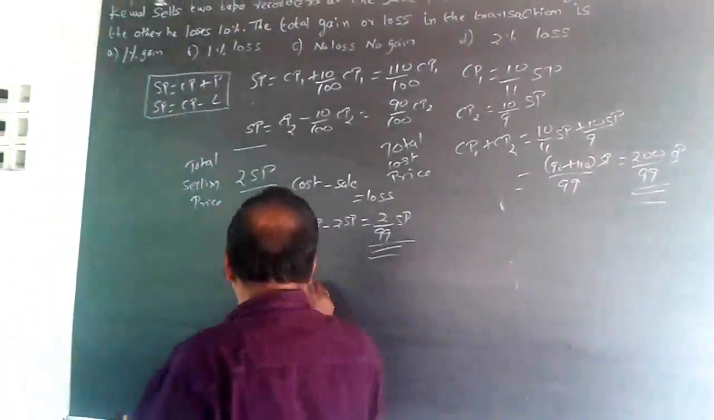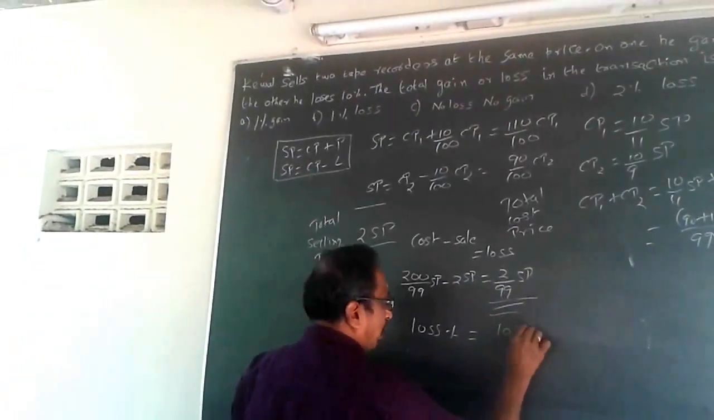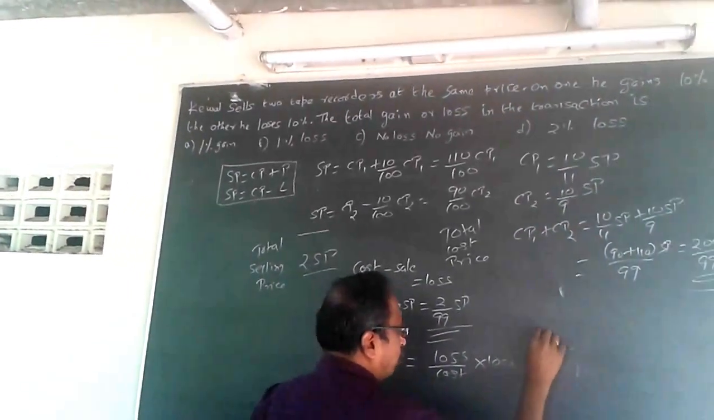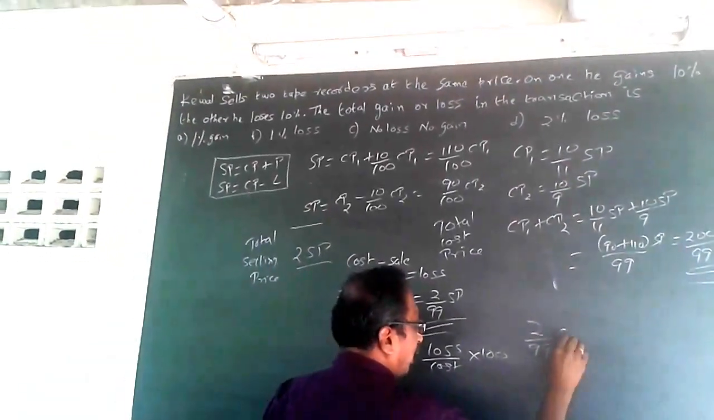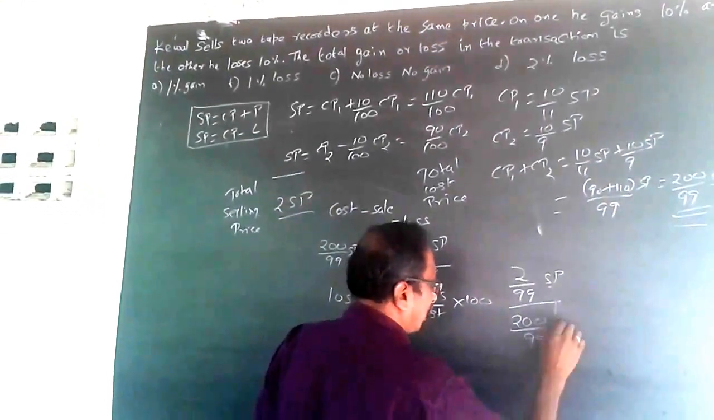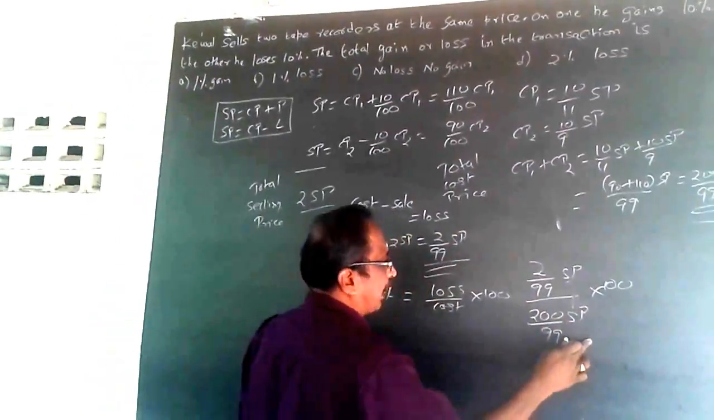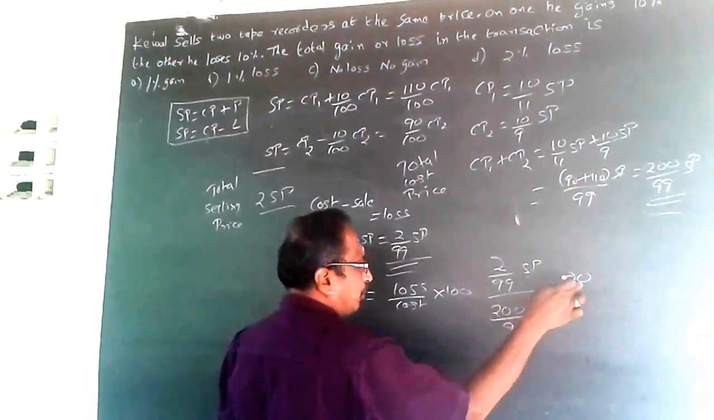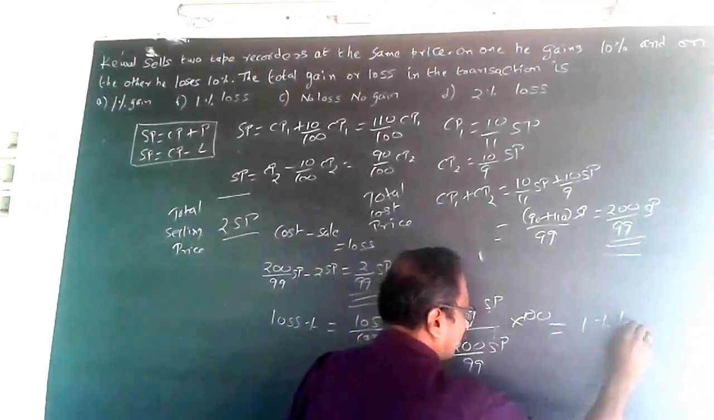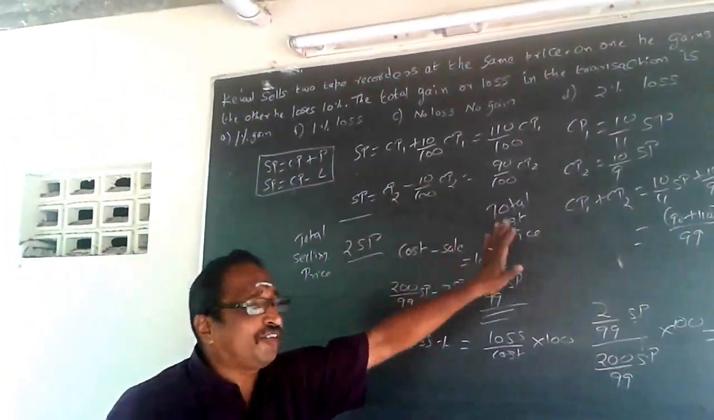So loss percentage will be equal to loss divided by cost into 100. So loss is 2 by 99 SP divided by cost 200 by 99 SP into 100. Now this SP will get cancelled, the 99s will get cancelled, the zeros will cancel, the 2s will get cancelled. This will be equal to 1% loss. So this is the traditional way of doing it.